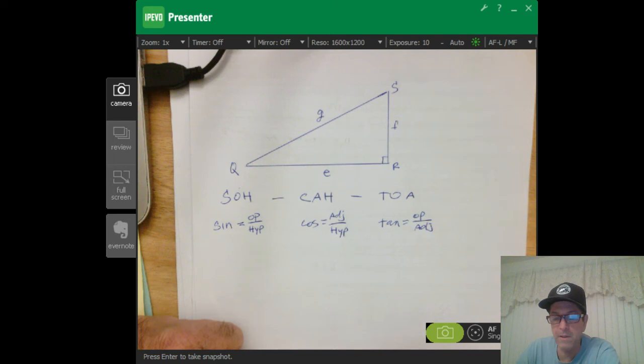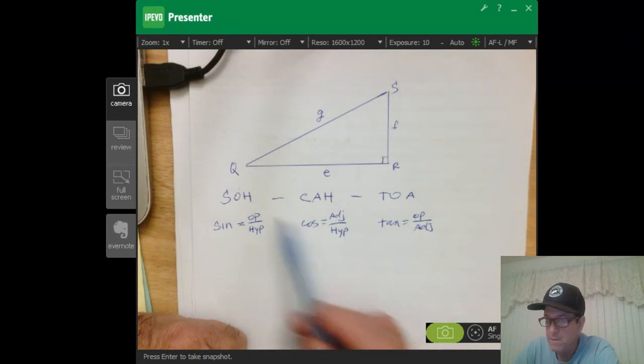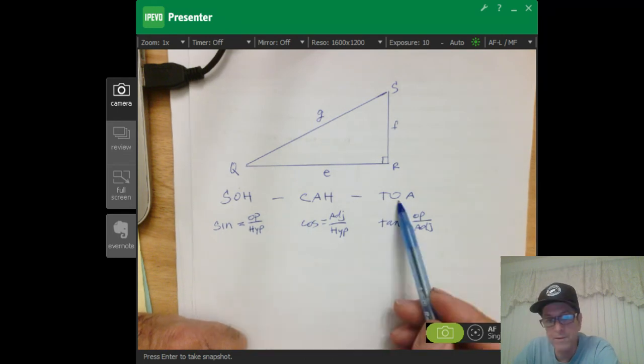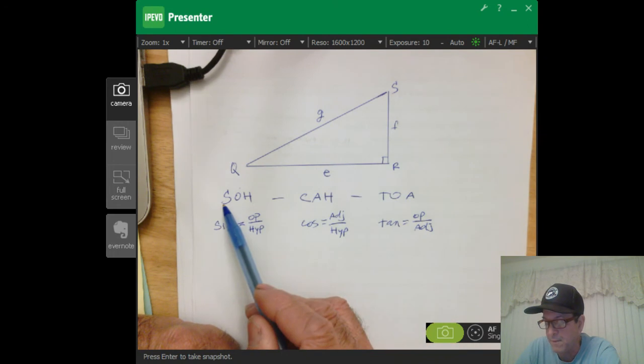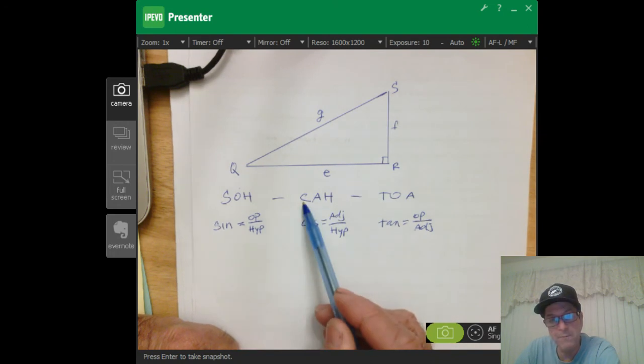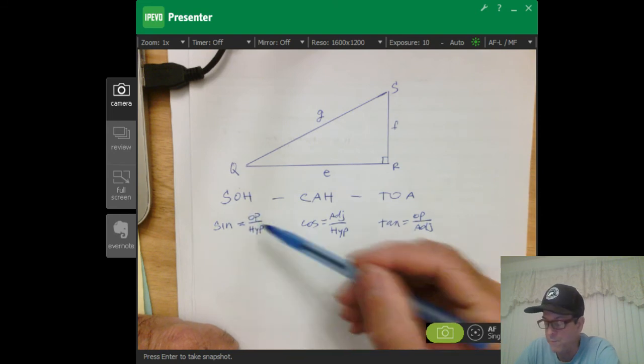Okay, so we've been working on trig functions, trigonometric functions. That's the sine, the cosine, and the tangent. We have SOHCAHTOA to help us remember which one is which and how they go together. So we use the first letter: S for sine, C for cosine, T for tangent, and then the other letters refer to the second part.